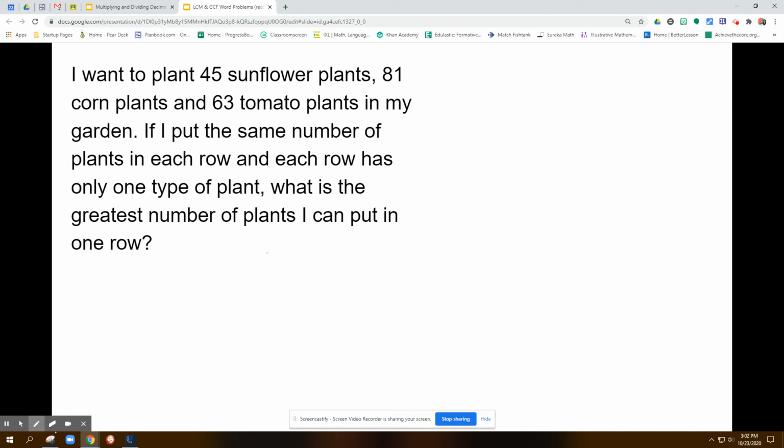If you said greatest common factor, you are correct again, because we're trying to take the sunflower, corn, and tomato plants and figure out how many in each row we can have. It's almost like we're grouping the plants together. So let's use prime factorization. The prime factorization of 45 is 9 times 5, and 9 breaks down into 3 times 3. So 45 is 5 times 3 times 3.